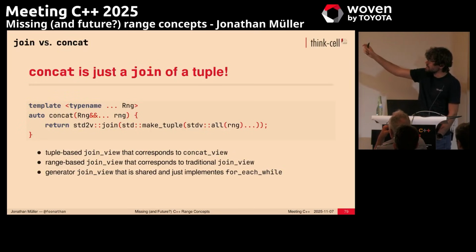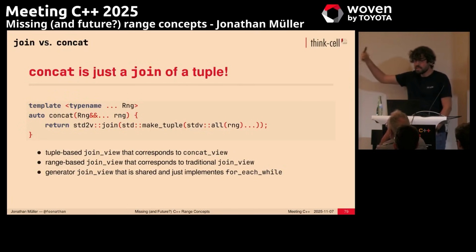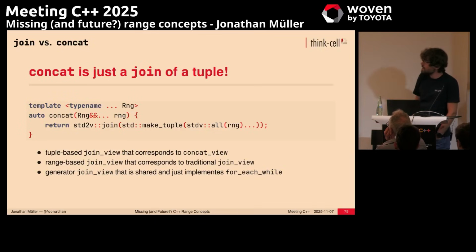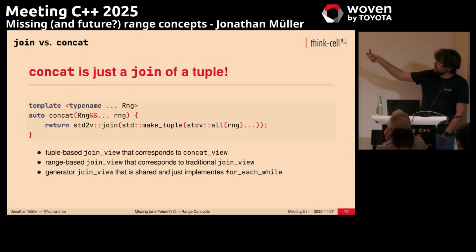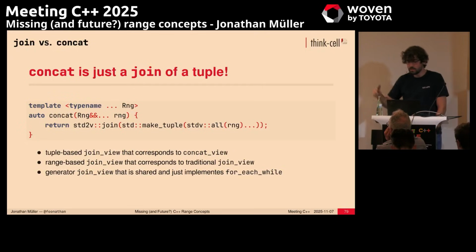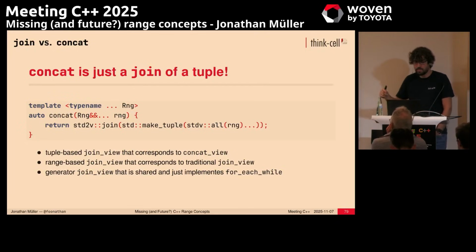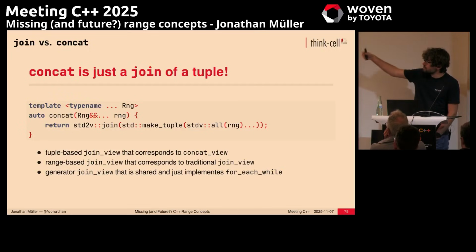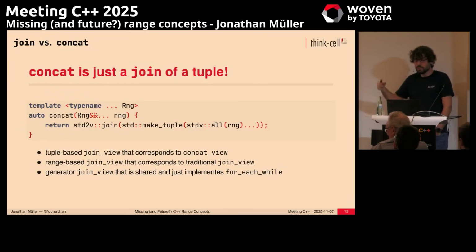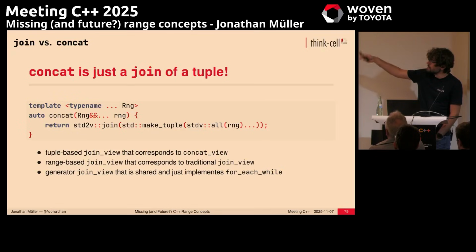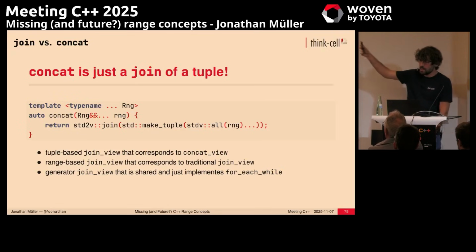A concat is literally a join of a tuple. We have a parameter pack of ranges, we can turn that into a tuple, and we pass that tuple to join. And then we've got a concat, right? Because we're having a range of ranges and we're joining them. And of course, you need to then specialize the implementation to account for the different scenarios. So we're having a tuple-based join view that is just a concat view. We're having a range-based for loop that corresponds to the traditional join view. And we're having a generator-based join view that doesn't have any iterators and implements for each while.